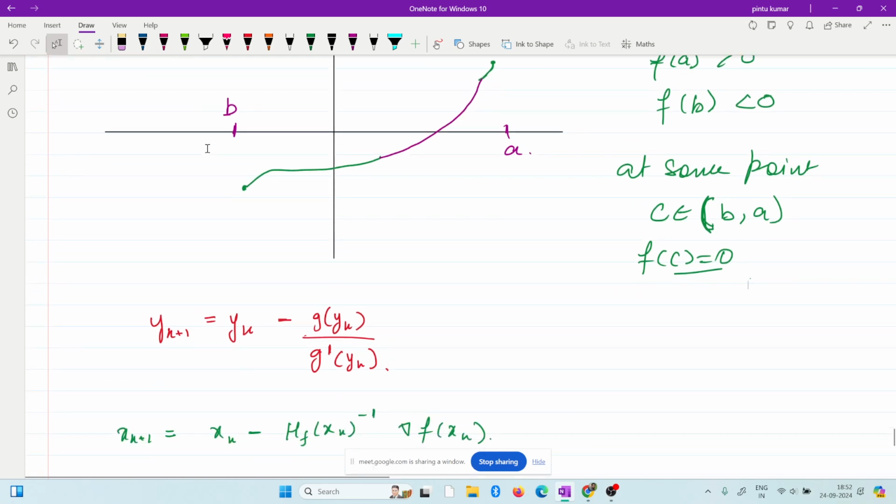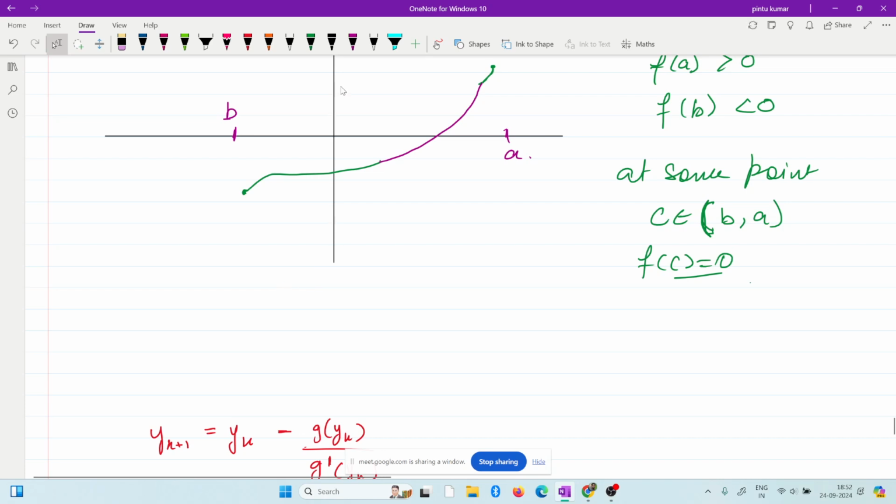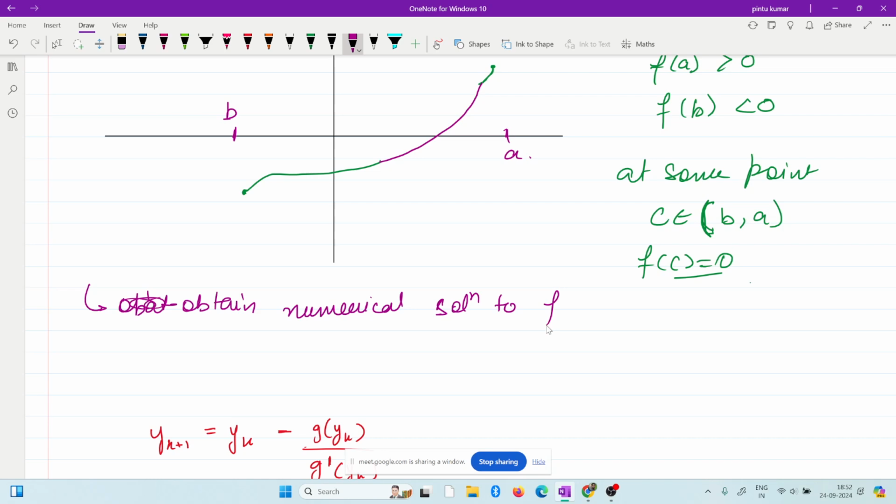So there are many methods which use this intermediate value property to obtain a numerical solution to f of x is equal to 0. If you are given an equation of the form f of x is equal to 0, you don't know where you have the root. You can look at 2 points where your function on one side is greater than 0, and on the other side is less than 0. Then you are guaranteed that at some point in between, the value will be equal to 0.